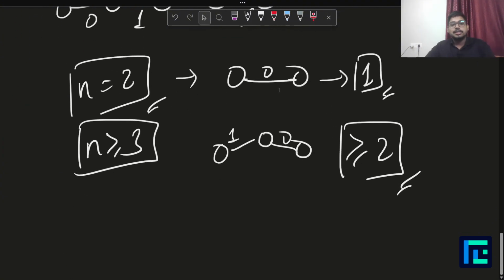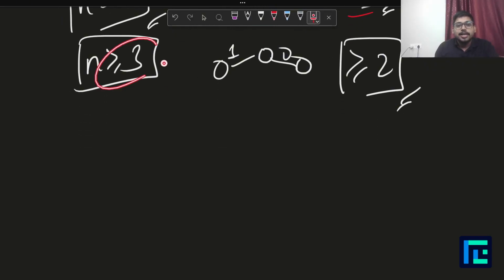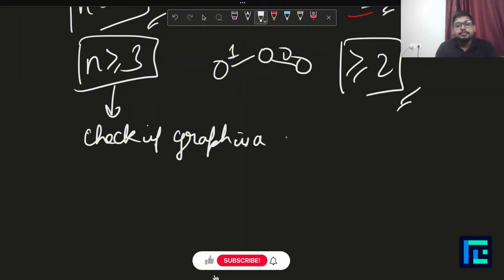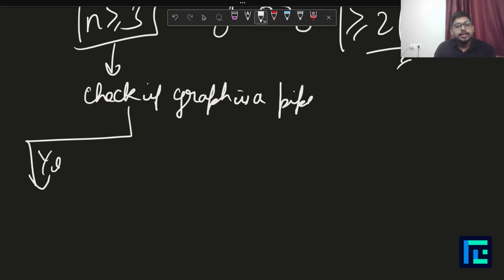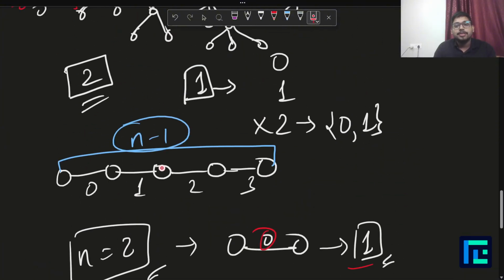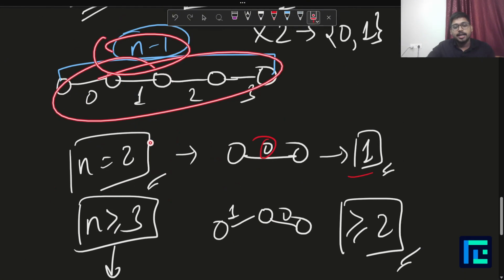Okay, I hope the logic is clear. So what you need to do for n equal to 2, just assign 0, leave it. Your answer is 1, no issues. But for n greater than or equal to 3, just check if the graph is a pipe. What does pipe mean? It means there does not exist any node which has a degree of 3 or more. So if yes, it is a pipe, just do any assignment. It doesn't matter. For a pipe, whatever assignment you do, it would always fetch n minus 1.